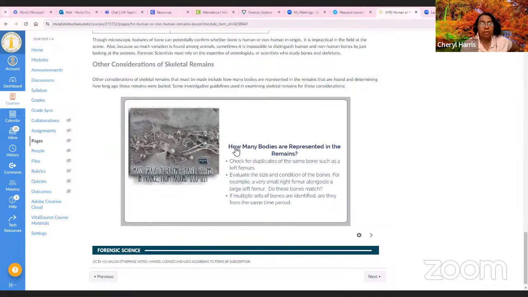All right, let's look at this. Other considerations. Many bodies are represented by the remains. Check the duplicates of the same bone, such as 2 left femurs. Evaluate the size and condition of the bones. If multiple sets of bones are identified, they are from the same time period. So your objective in this is to tell the difference.